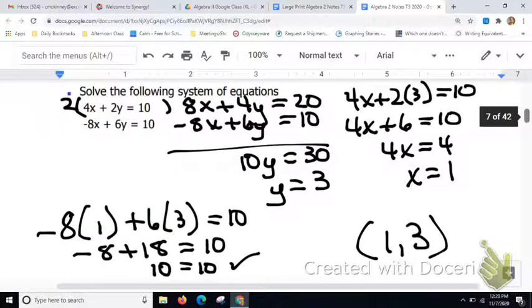Presto, there's my work and my solution. So I multiplied that top line by 2, put things together, got y is 3, plug that into the top original equation, got x is 1, tested it by putting 1 and 3 into the second original equation in the system. Because remember, to be a solution to a system, it has to be true for both equations.